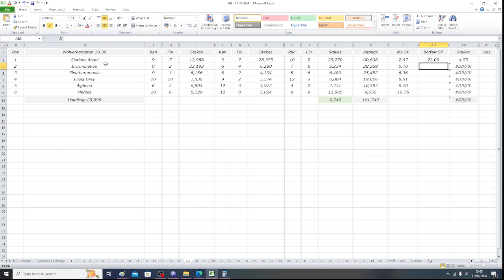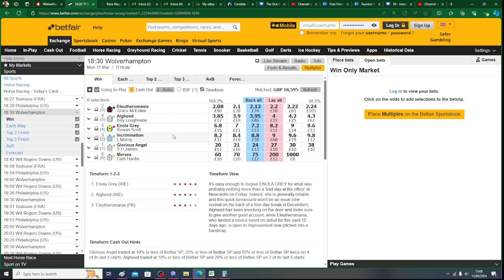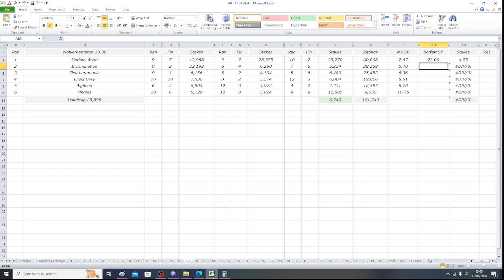Our second selection is Incrimination. Incrimination is also another outsider. 8.8 this one's trading at, and the stakes: £11.36 at the 8.8 SP would return you £100. Our third selection is Eleutheromania. Sound right to you? Eleutheromania, something like that. But I'm glad it isn't me that's got to call them home.